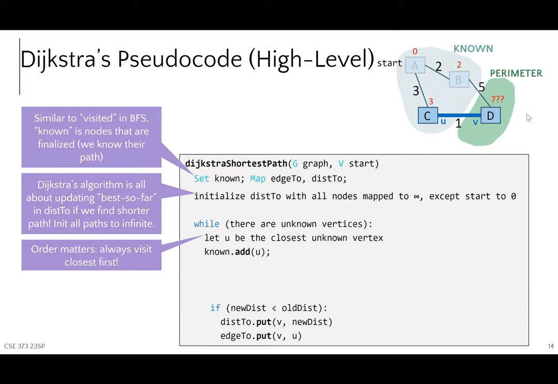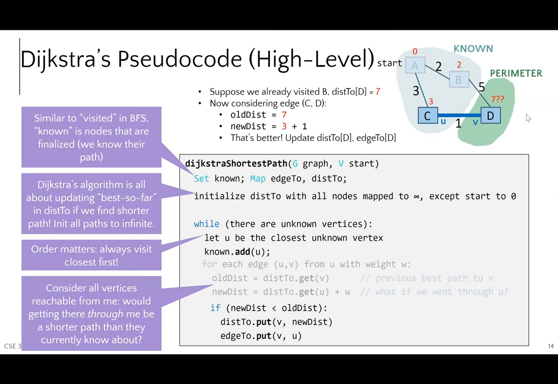Then we've got our while loop, and this is the same while loop from BFS. We're just going to loop while there are vertices left to visit, essentially. And then we have this line here: let u be the closest unknown vertex. In BFS and DFS, it was just whatever vertex came next in that collection, the perimeter is what we called it in those contexts. So we pull out the next thing to visit, we mark it as known, we loop over all of the edges coming off of that given vertex.